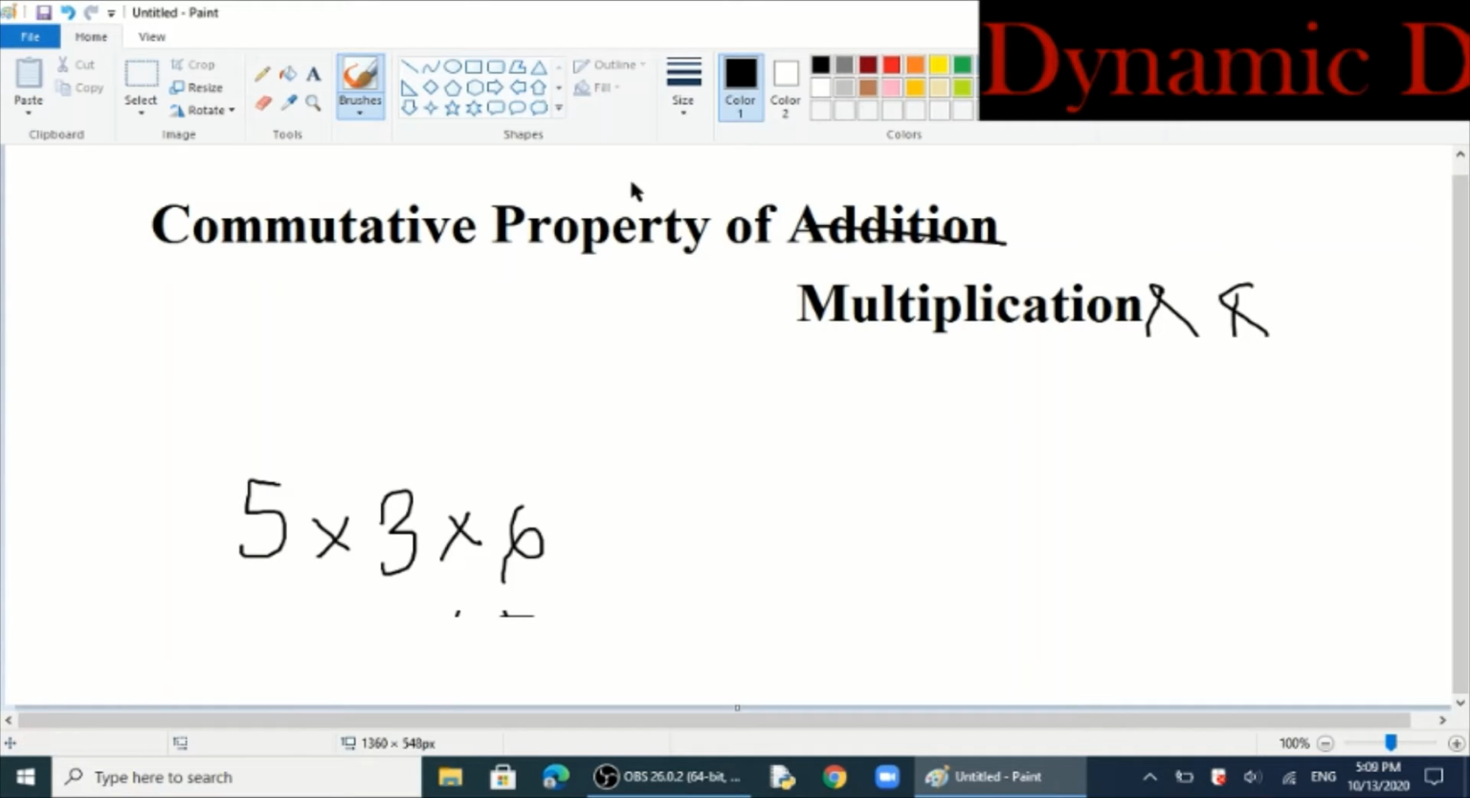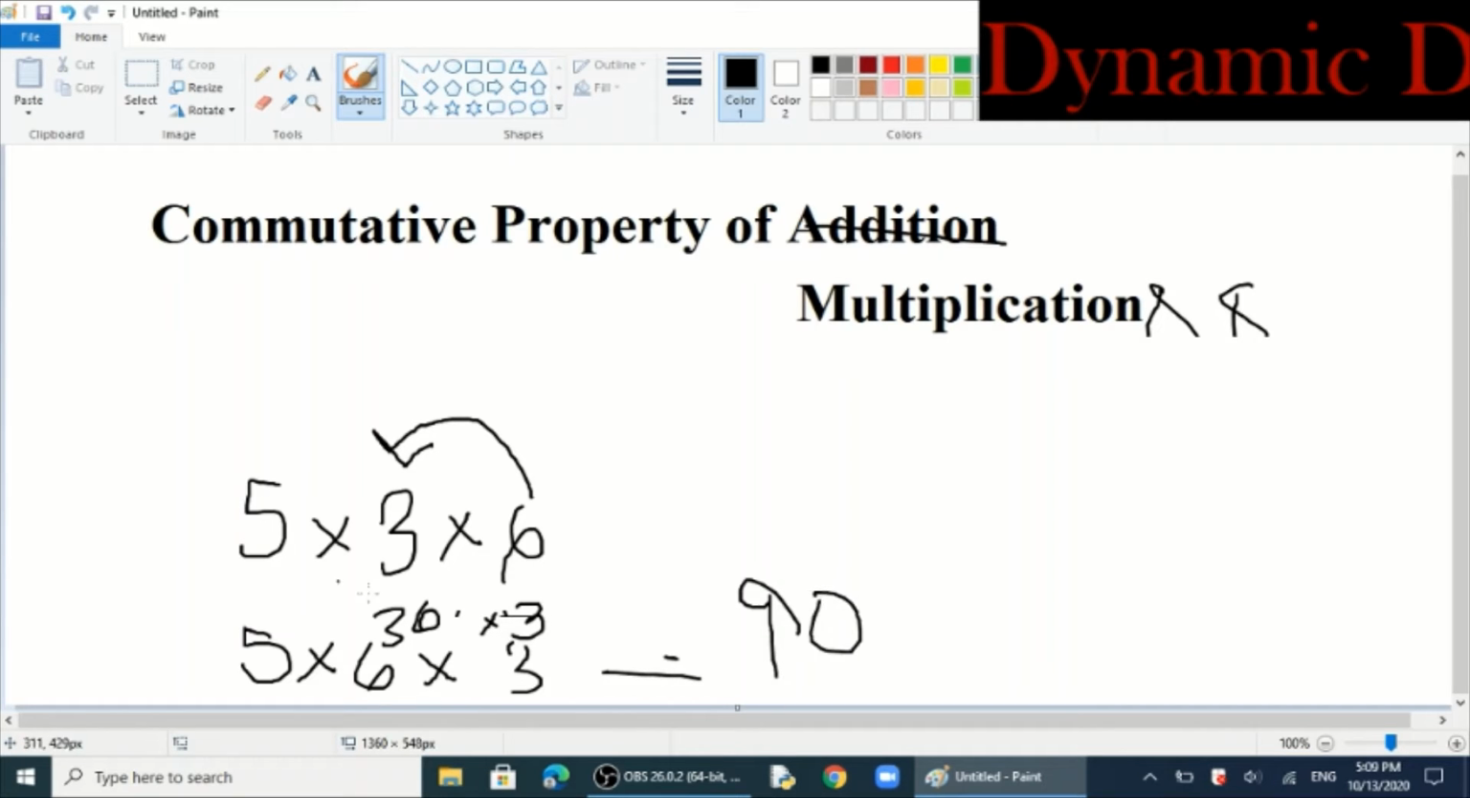So we can move this over here, so I can get 5 times 6 times 3. Then I can do 5 times 6 is 30, 30 times 3 equals 90. Yes, I can do 5 times 3 is 15, and then 15 times 6 is 90. But this is just much easier. And same with bigger numbers.